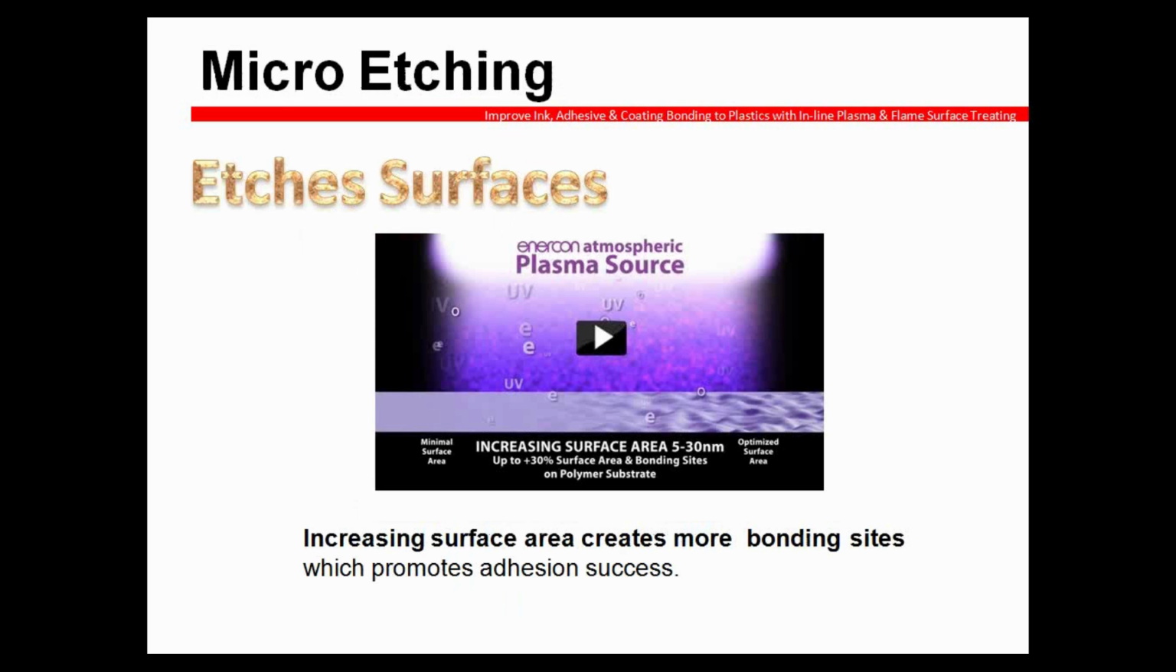Additionally to cleaning, plasma treating also etches the surface. And sometimes when we say etch the surface, we'll have customers ask, ooh, is this going to change the appearance of the material? And what we're really doing is we're micro-etching the surface, something that you should not see with the naked eye. And what this does, it increases the surface area, ultimately creating more bonding sites.